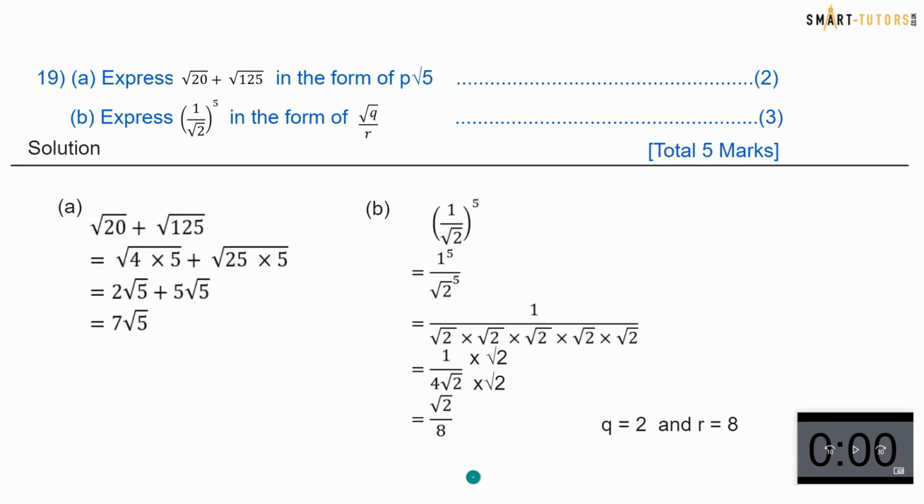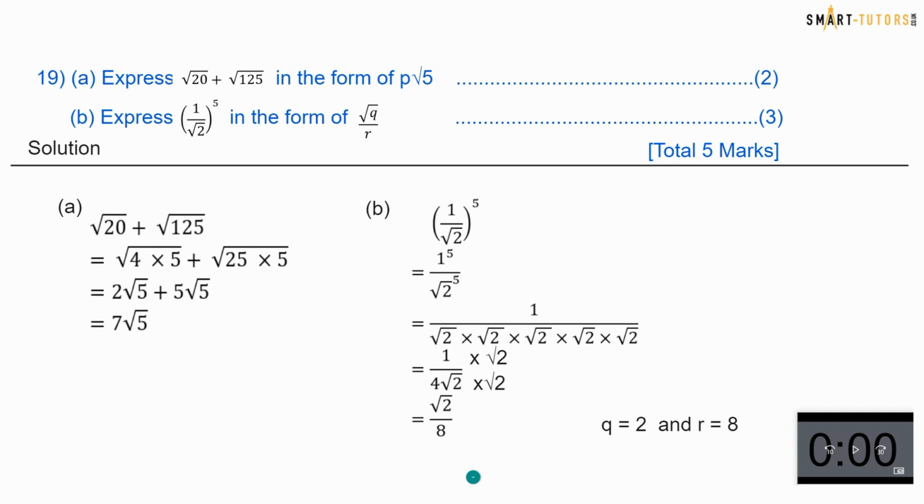Square root of 20 can be written as square root of 4 times 5, which is 20. Square root of 4 is 2, so 2 root 5. 125 can be written as square root of 25 times 5. Square root of 25 is 5, so 5 root 5. So 5 root 5 plus 2 root 5 is 7 root 5.